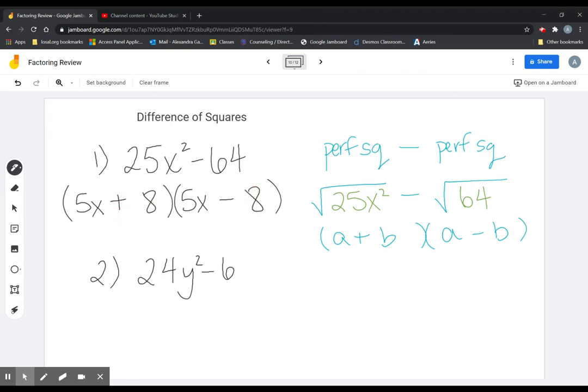So difference of squares, we basically look for the square roots, and we'll just put the plus and the minus there. And you can always multiply back in to check your answer, but this is our factored form for number 1.